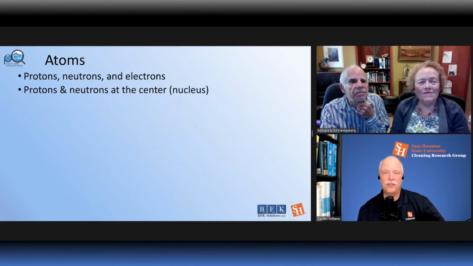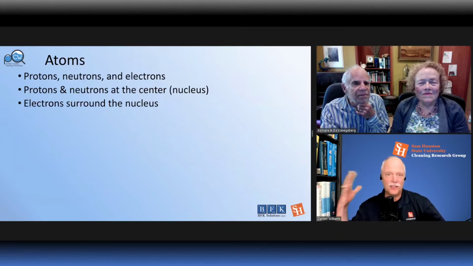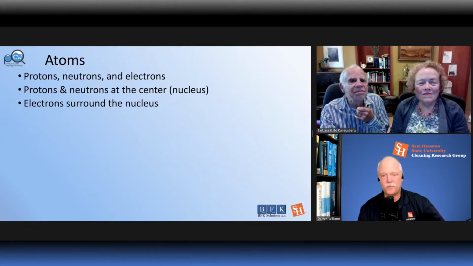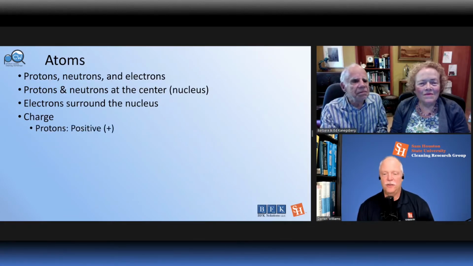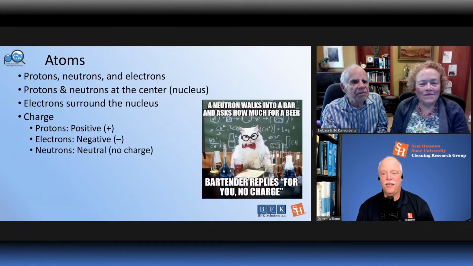So protons and neutrons are at the center. They are what we call the nucleus, or form the nucleus of the atom. And the electrons surround that nucleus. And then there's also charge associated with some of these particles. So we have the proton, which is charged positive, the electron, which has a negative charge, and then we have the neutrons, which exhibit no charge.